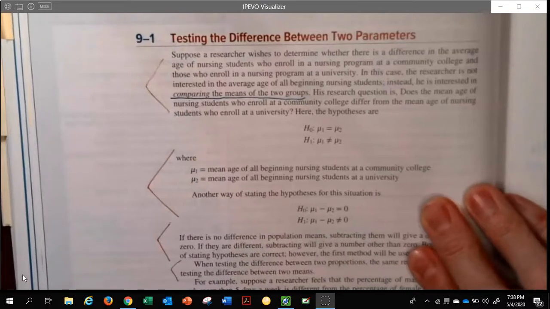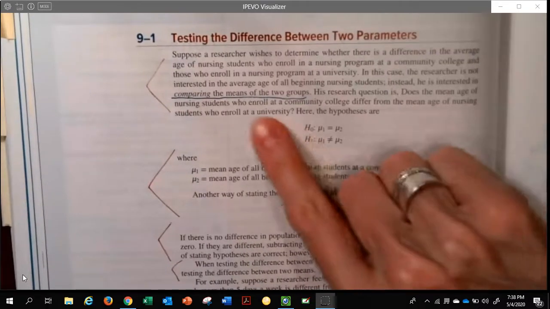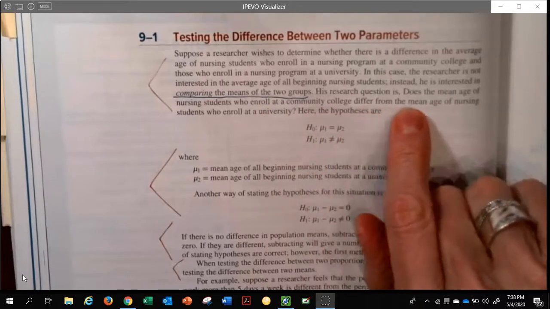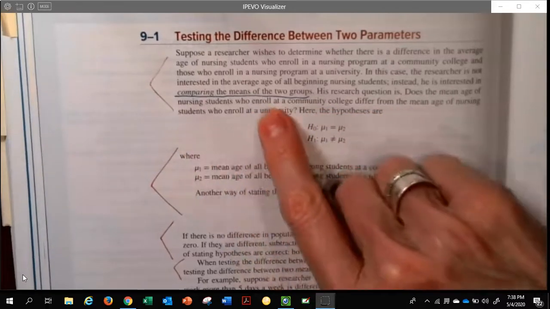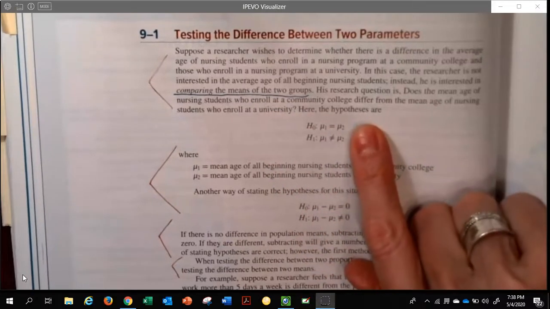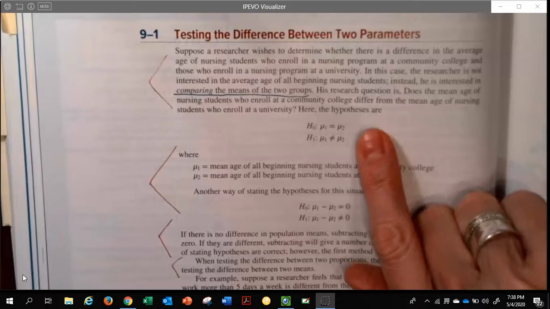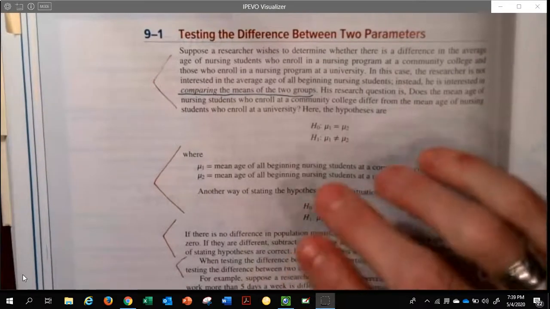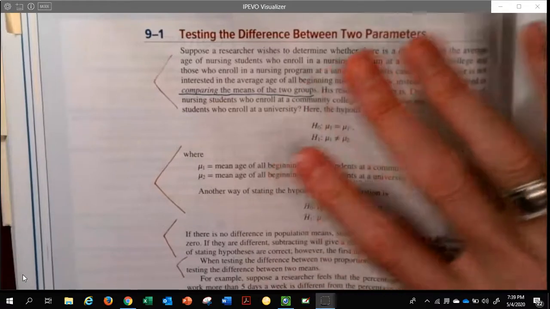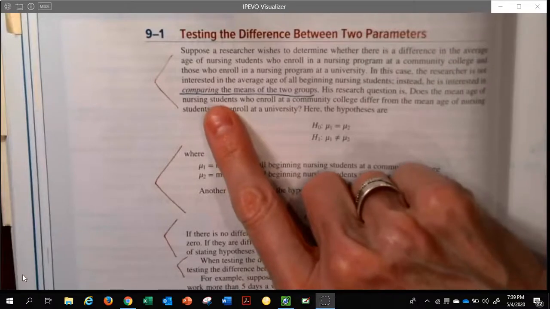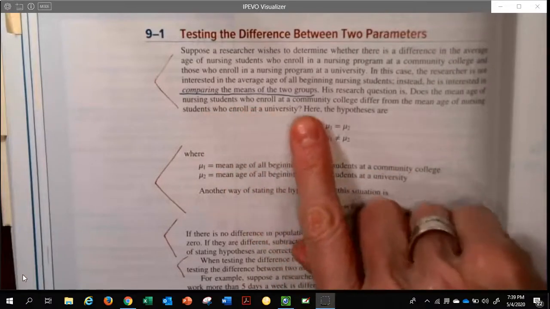His research question is, does the mean age of nursing students who enroll at a community college differ from the mean age of nursing students who enroll at a university? And here the hypotheses are. We just came out of Chapter 8. We just finished hypothesis testing. So keep in mind everything we just looked at there. Apply it here. See the subtle difference that now we're going to be comparing the means of two groups.